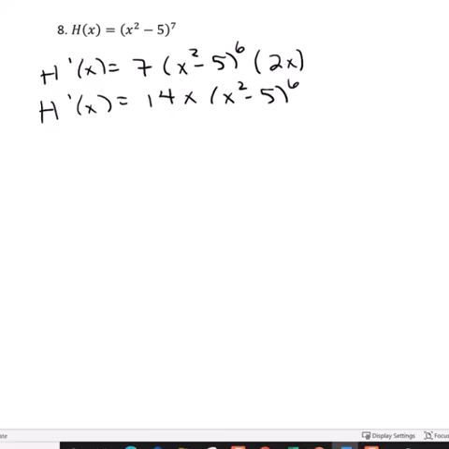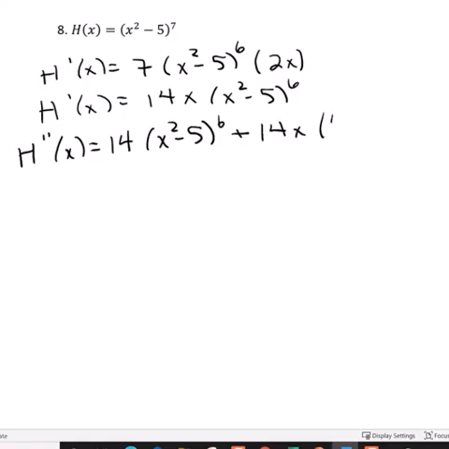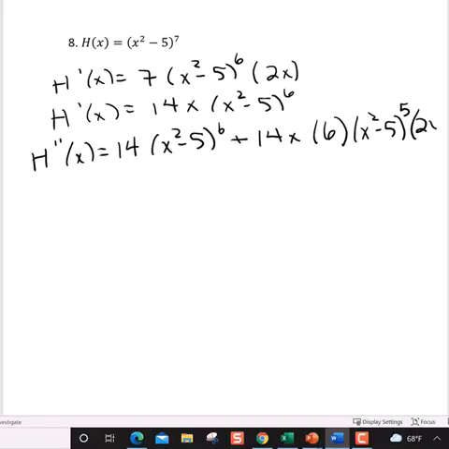But what happened? Well, once again, that product rule came in from taking the derivative. So when I go to do the second derivative, I'm going to start with derivative 14x is 14. I have x squared minus 5 to the 6. Then I keep 14x. I bring the 6 down. I keep x squared minus 5. Now it's to the power 5, and I have a 2x.